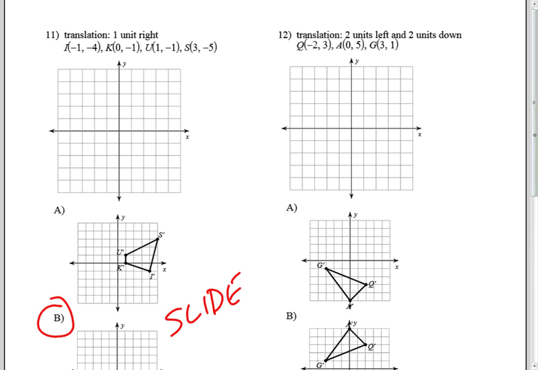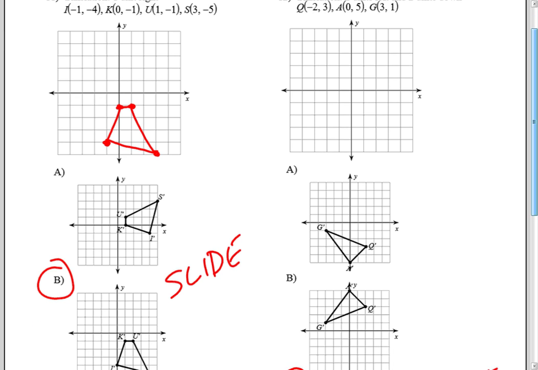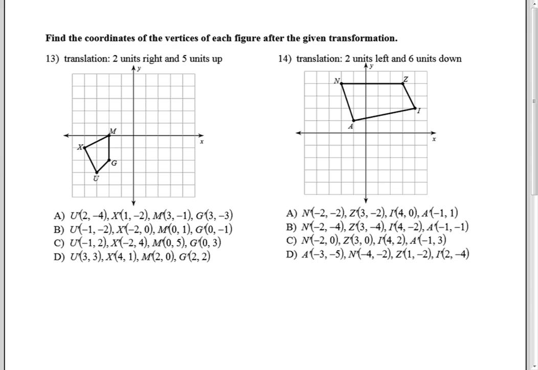And let's make sure that we're actually plotting correctly. -1, -4. 0, -1. 1, -1. 3, 1. 2, 3. 1, 2. 4. Was your original figure like that? Did I plot that correctly? Does that look right? Okay. We got a translation and a translation. Raise your hand, give me 13 and 14.